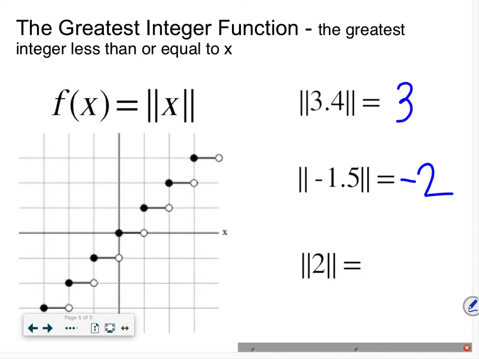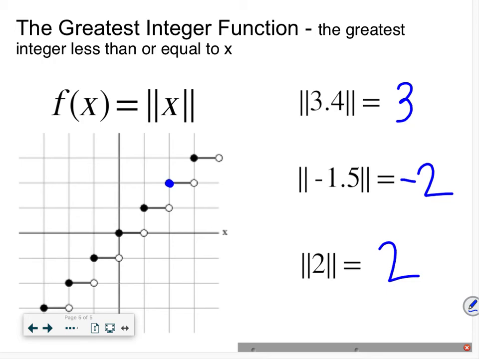Turn to your neighbor. Greatest integer of 2. Sydney, what do you think? We said 2. Greatest integer less than or equal to. If you have an integer, your output is the same. That's why we have those closed circles right there. Okay, so this is the last graph that you need for your pink sheet.